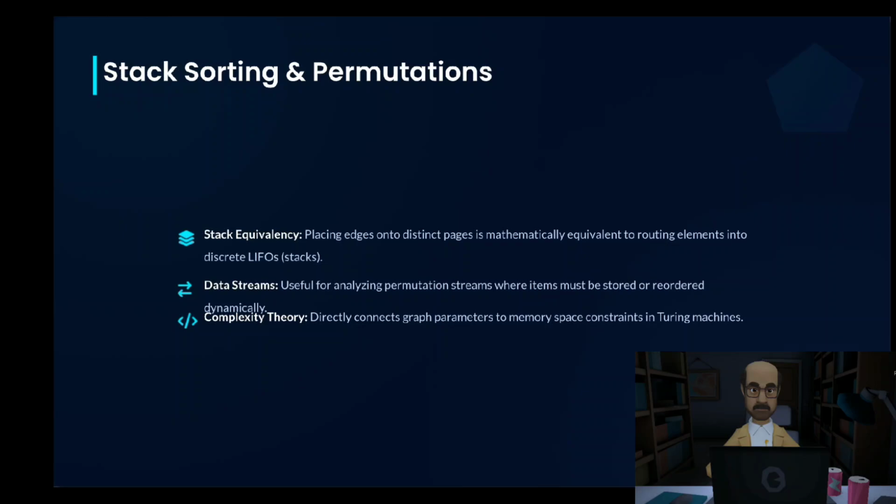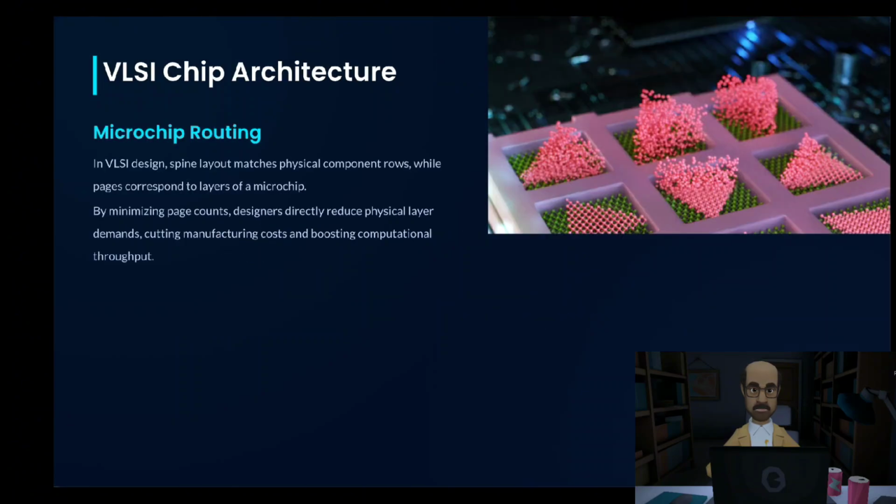So, as you can see, this isn't just about drawing abstract shapes. It has a profound impact on how we optimize data processing and memory structures. Now, let's look at one of the most prominent real-world applications of this theory, VLSI chip architecture, specifically in microchip routing. In VLSI design, managing hardware complexity is a huge challenge.